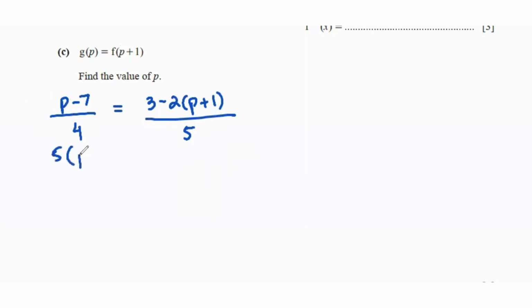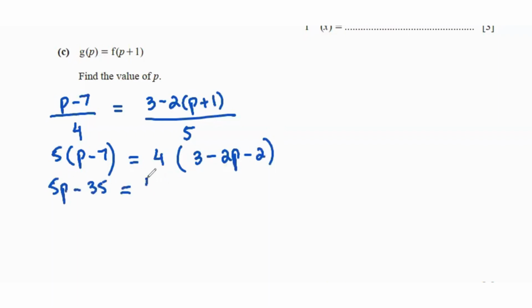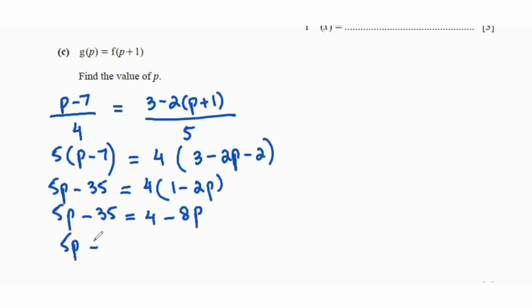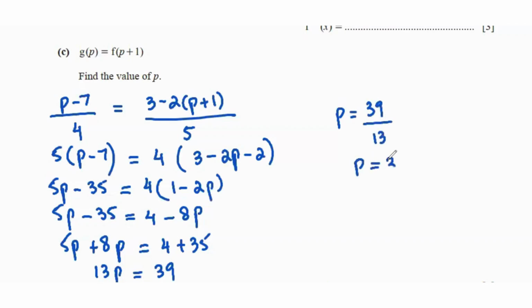Cross multiply. 5 times p minus 7 equals 4 times 3 minus 2p minus 2, which is 5p minus 35 equals 4 times 1 minus 2p. 5p minus 35 equals 4 minus 8p. 5p plus 8p equals 4 plus 35, which is going to be 13p equals 39. P is basically 39 over 13, which is 3.